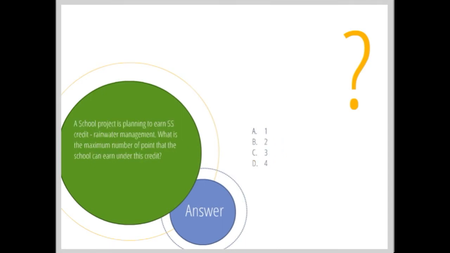A school project is planning to earn SS Credit Rainwater Management. What is the maximum number of points that the school can earn under this credit? The answer is 2 points. Remember, school projects only earn 2 points for this credit, whereas other project types can earn 3.